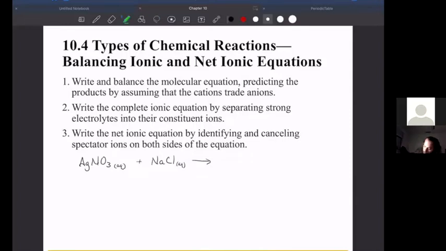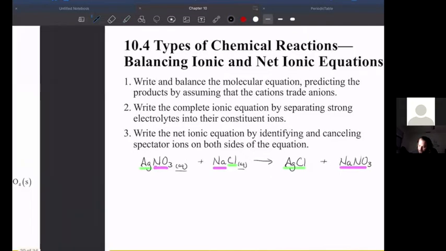So I'm going to swap my anion and cation. So silver chloride, that would be this new compound over here. Same thing over here, anion, cation, sodium nitrate. And again, I knew that these were aqueous to start out with, but now I'm going to have to figure out what the state is for my products. So I'm going to look up silver chloride on my table.